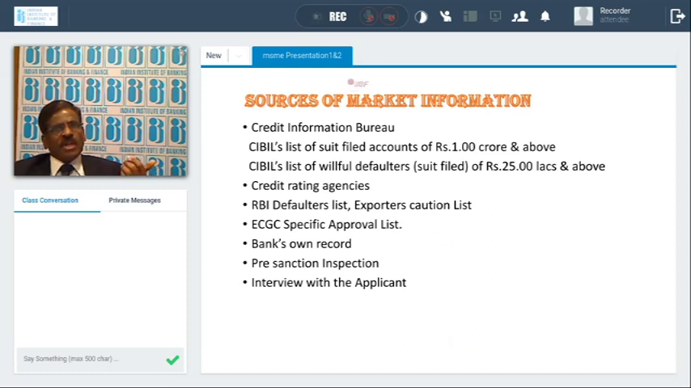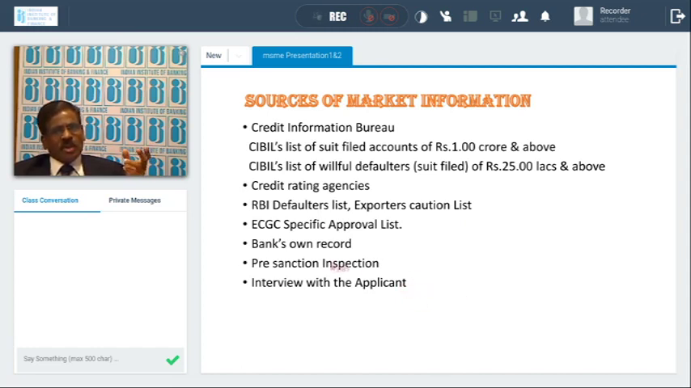And market information, you can get CIBIL data. The credit information bureau can give you data on the conduct of the borrower as well as the commercial unit. And credit rating agencies, maybe CRISIL, CRA, etc. You can also check the RBI defaulters list, ECGC approval list, etc. You can get the information from there.